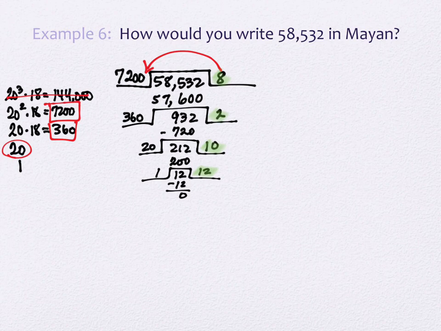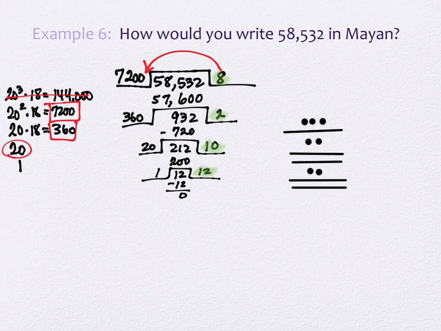So how do I write an 8 in Mayan? 3 dots and a line. And again, dots are always on top of lines. How do I write a 2 in Mayan? 2 dots. Okay, how do I write a 10 in Mayan? 2 lines. And how do I write a 12 in Mayan? 2 dots above 2 lines.